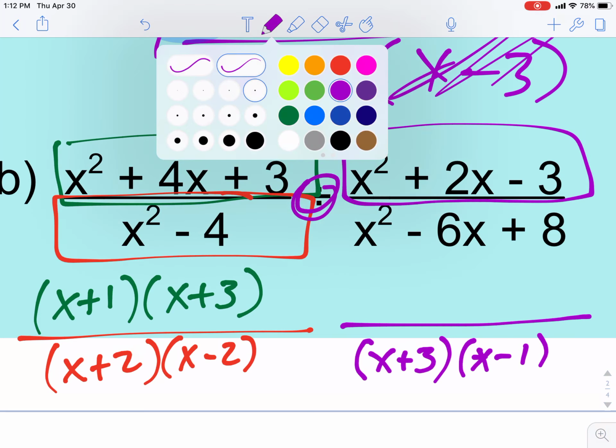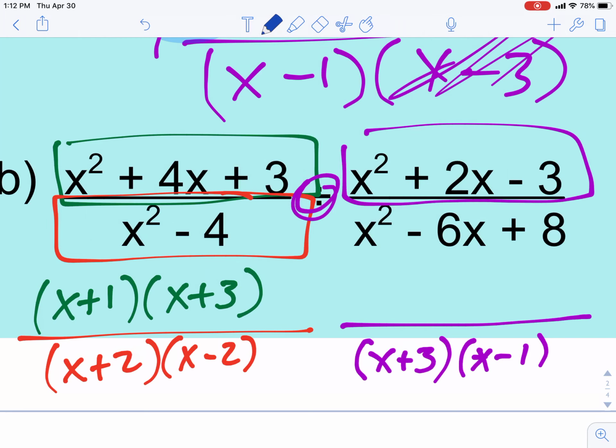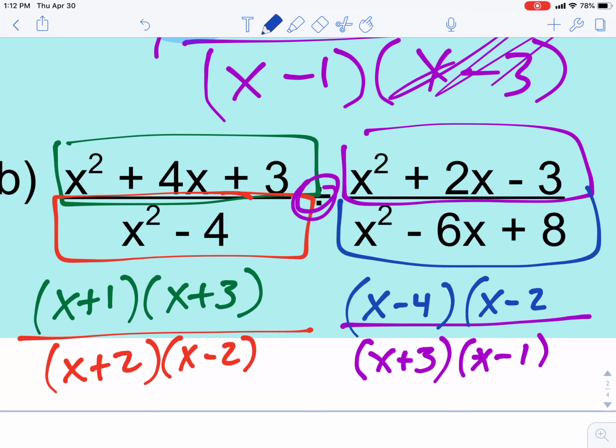And then last but not least, we'll do this in this bluish color. Factors of 8 that add up to get negative 6. Both factors have to be negative, so we're going to do negative 4 and negative 2. So what I did on this right side is I just factored and reciprocated at the same time. If you're wondering why I highlighted the purple but put that purple on the bottom, again, that's the idea of multiplying by the reciprocal.